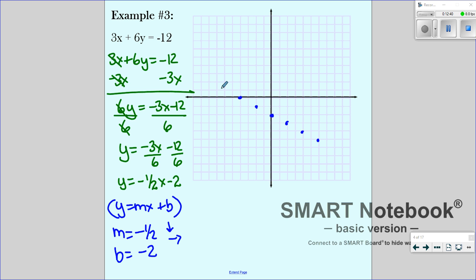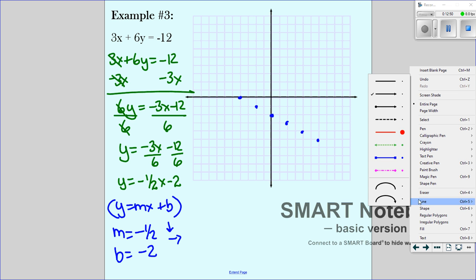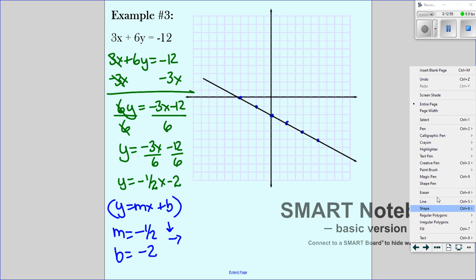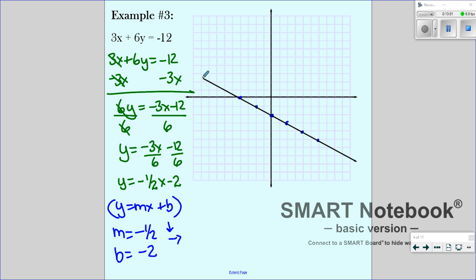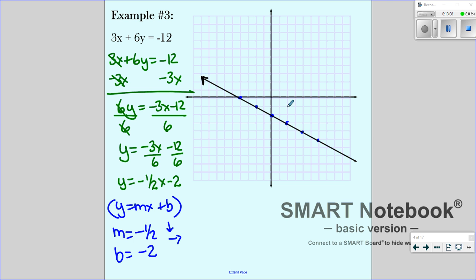Those are enough points. You don't need to go crazy and put all the points. If you have a good amount to create a line, then you should be fine. You need at least 2 points to create a line. So I'm going to connect the points, and then put an arrowhead on both sides. And then the last thing I'm going to do is label the line with the original equation, which was 3x plus 6y equals negative 12.